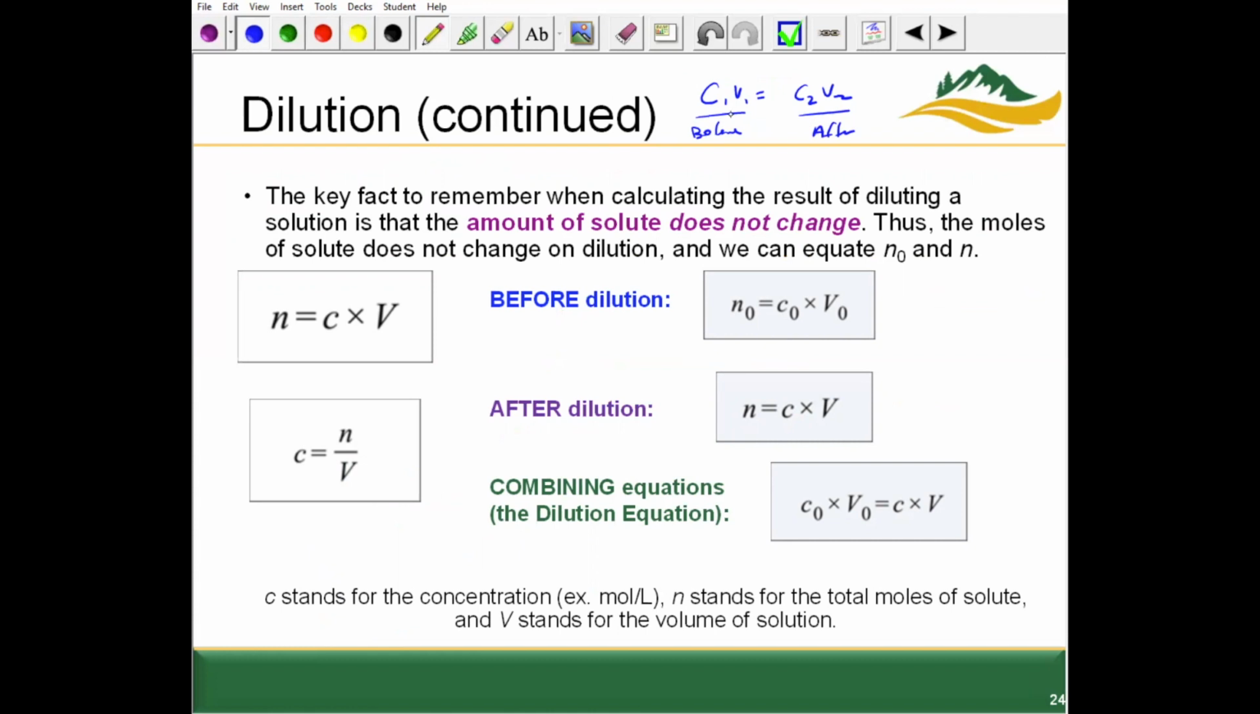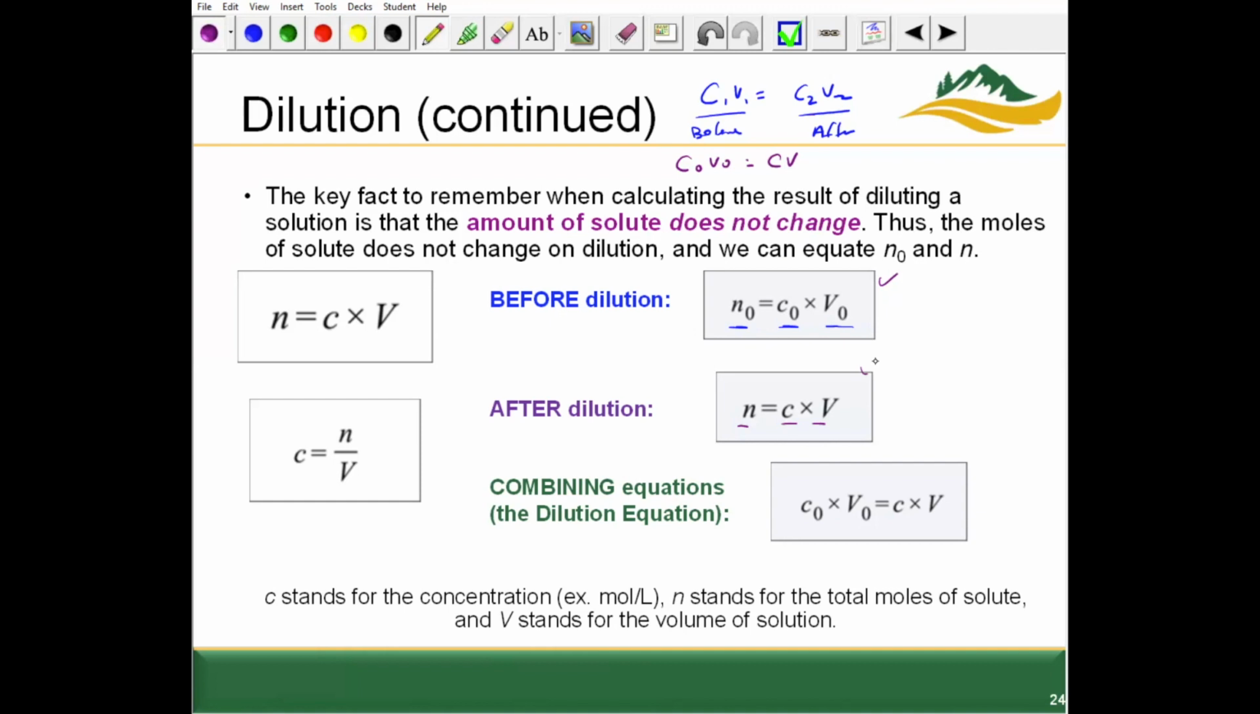So some people use C1V1 equals C2V2. Then in ALEKS, it's shown as N naught, C naught, and V naught. And then after dilution is just N, C, and V. So essentially here we're saying C naught and V naught. Then for the after, we're just told it's C and V. So whatever form of the equation works for you.